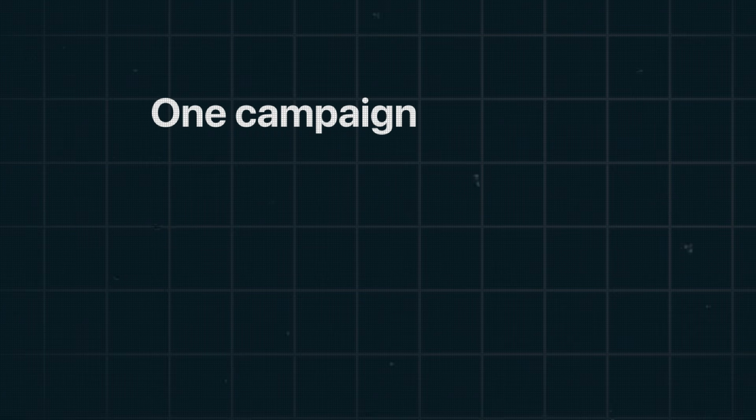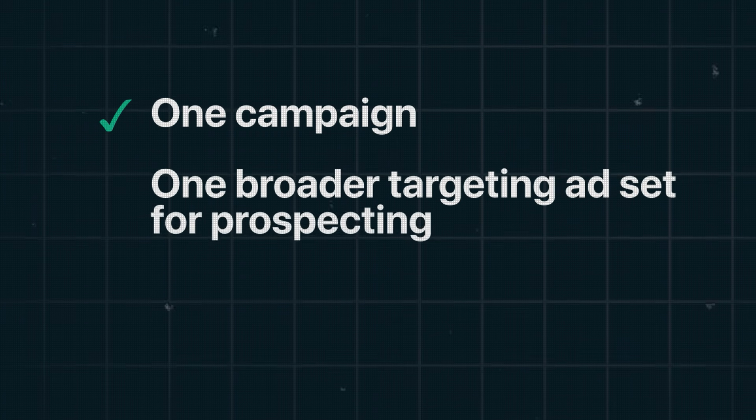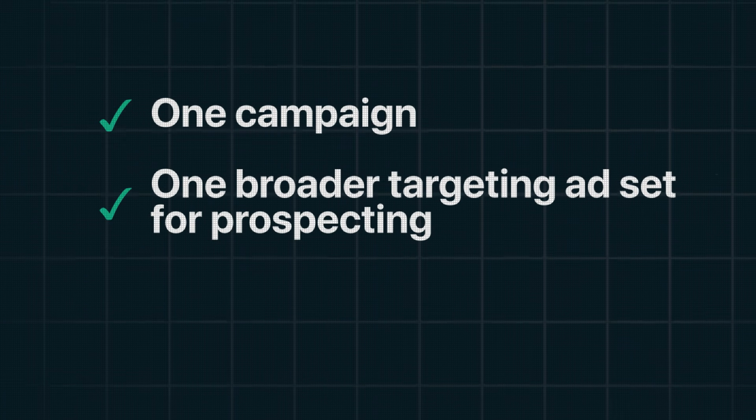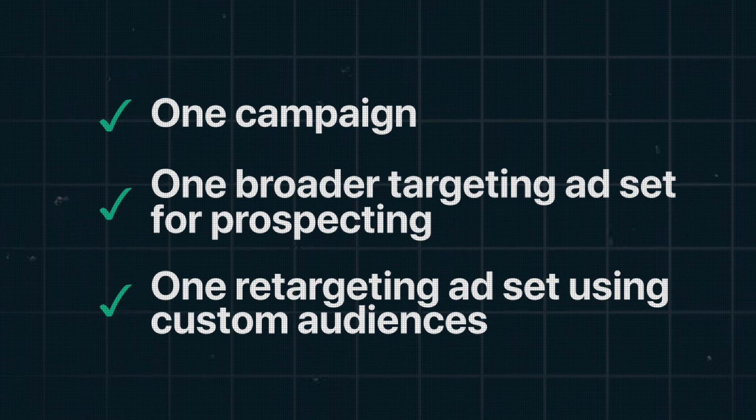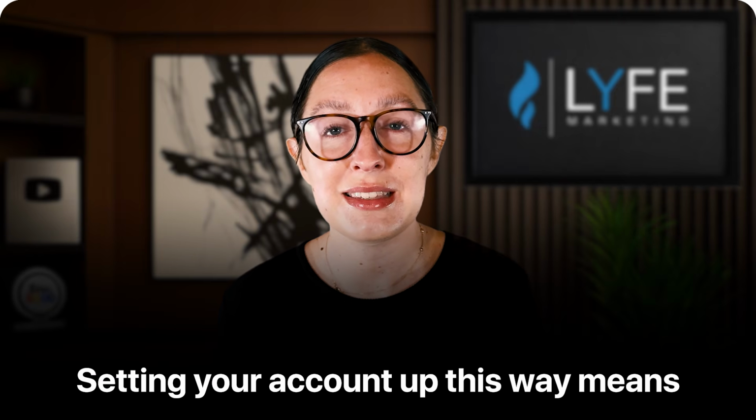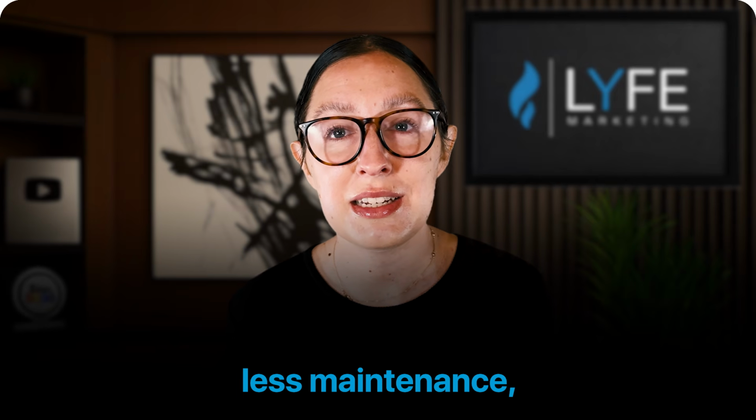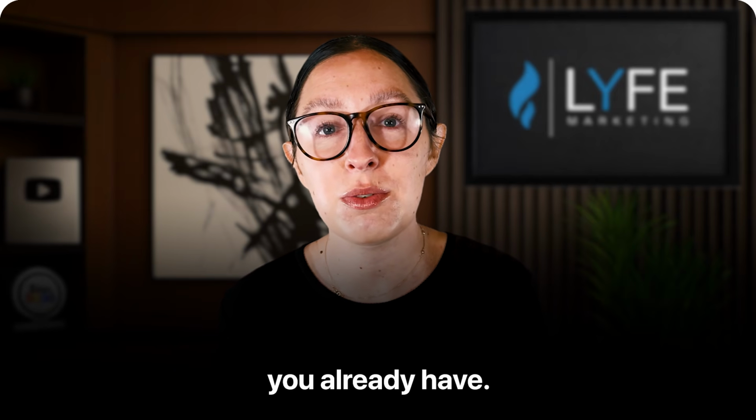So instead, you want to have one campaign and within it one broader targeting ad set for prospecting like we talked about, and one retargeting ad set using custom audiences like we talked about. Setting your account up this way means less complexity, less maintenance, and faster learning from the budget you already have.